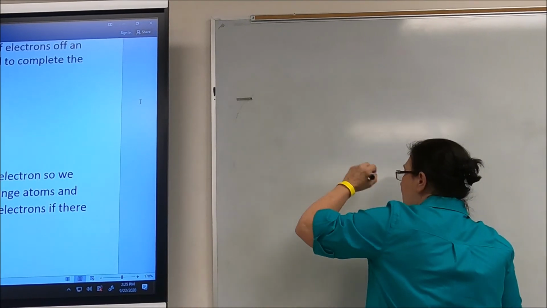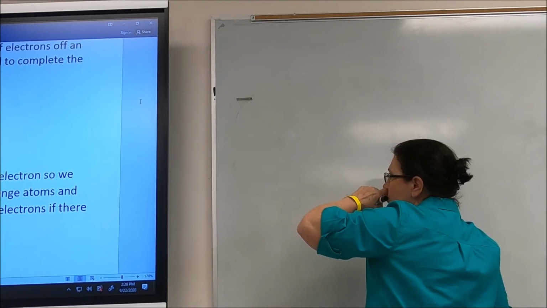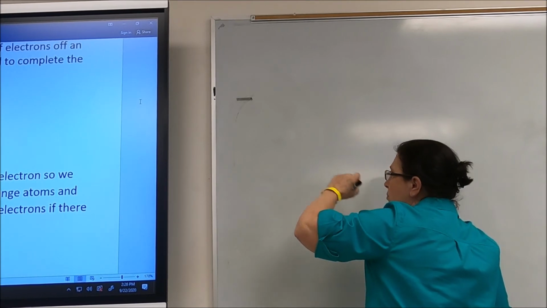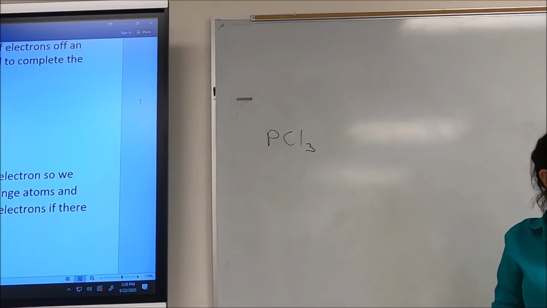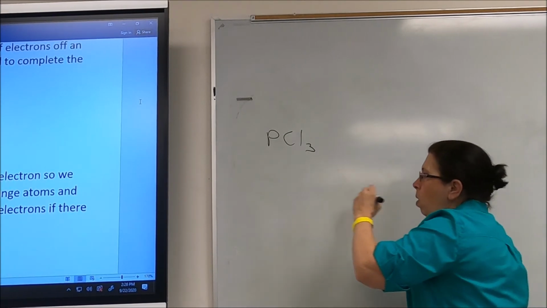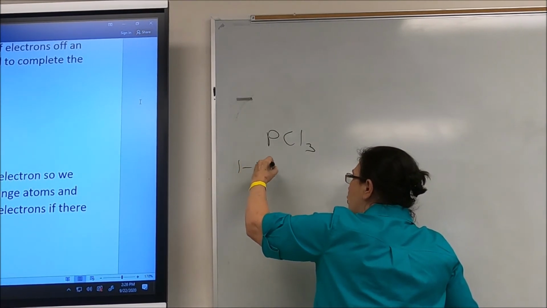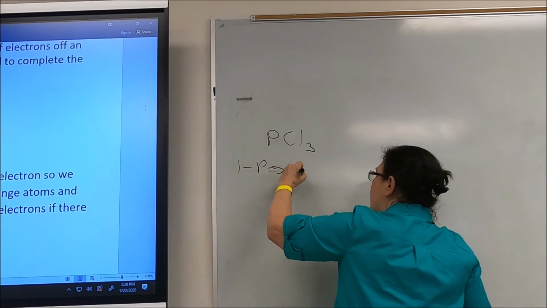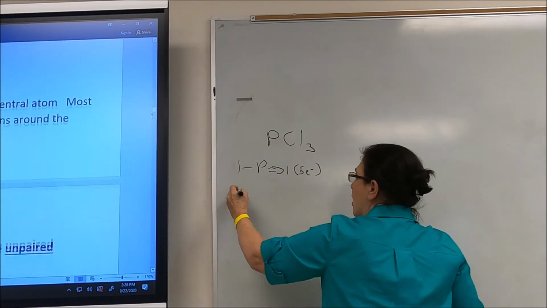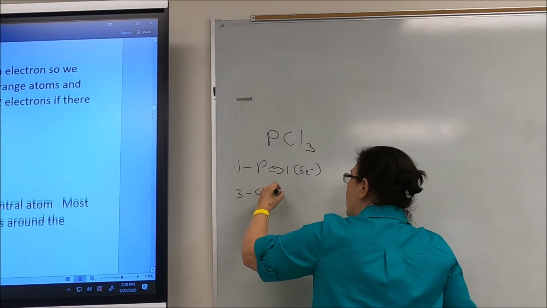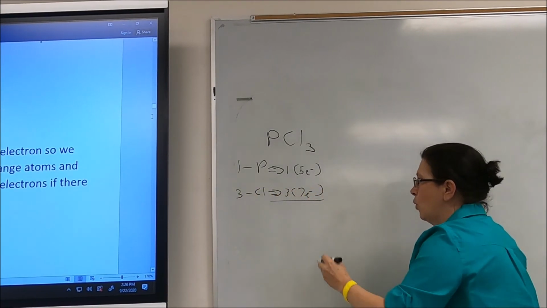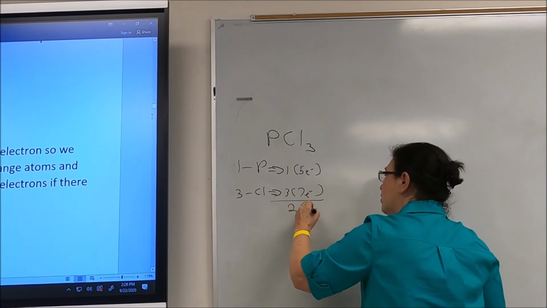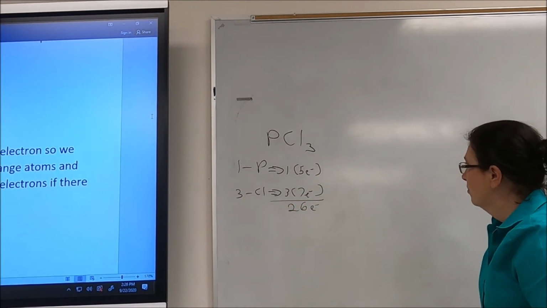Okay, so let's say we had PCl3, phosphorus trichloride. We've got 1 phosphorus with 5 valence electrons. We've got 3 chlorines at 7 apiece. 3 times 7 is 21 plus 5 is 26 electrons.